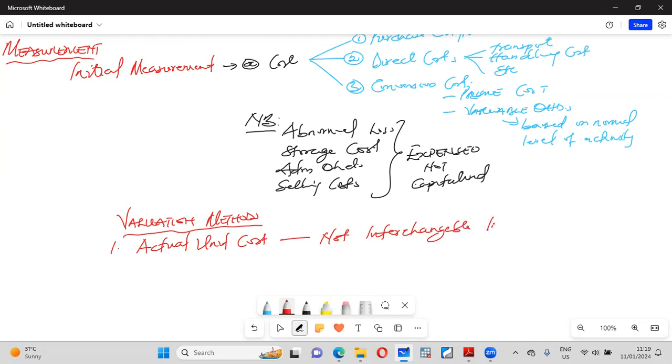Not interchangeable inventory. So that is, for example, used cars. You can't buy somebody's used car and come and say, please, I want to interchange it. I finished using it, I want another one. You can't do that.